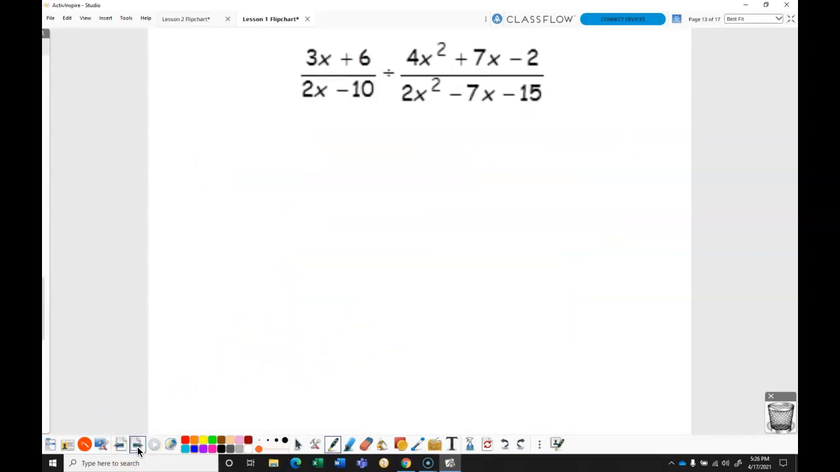Okay. Write it down. It's division, so remember to flip the second fraction. See what you can do. So hit pause now, and I'll put up the answers in a second.